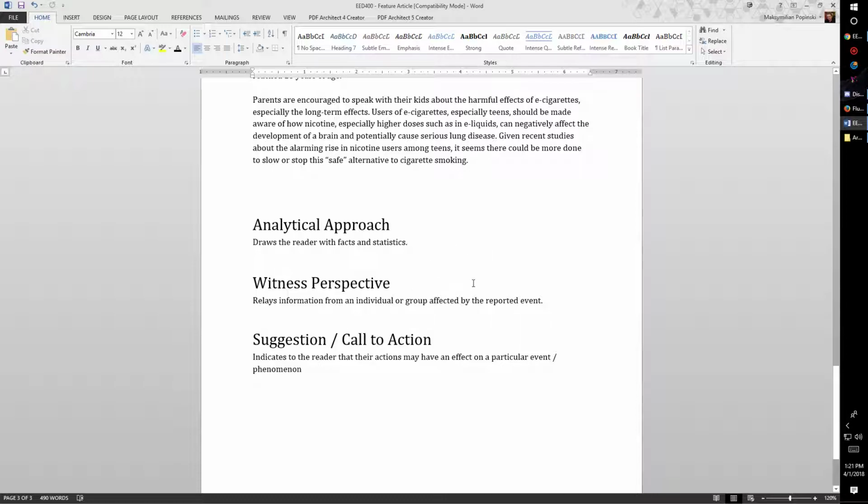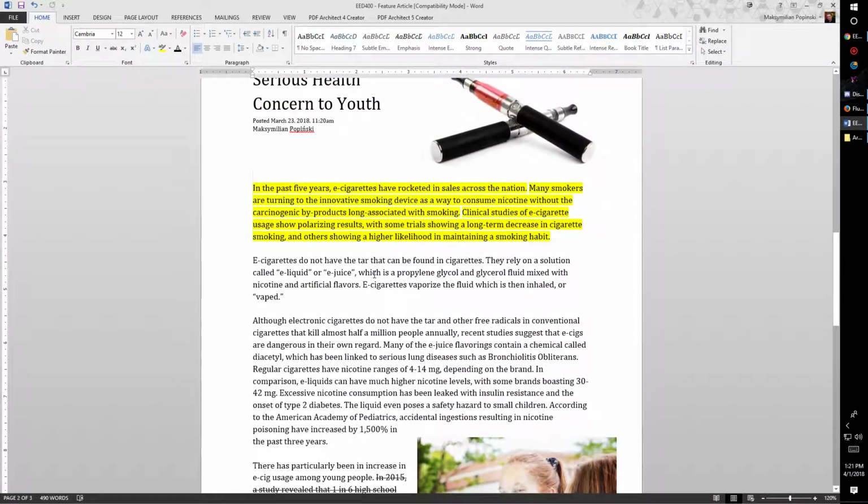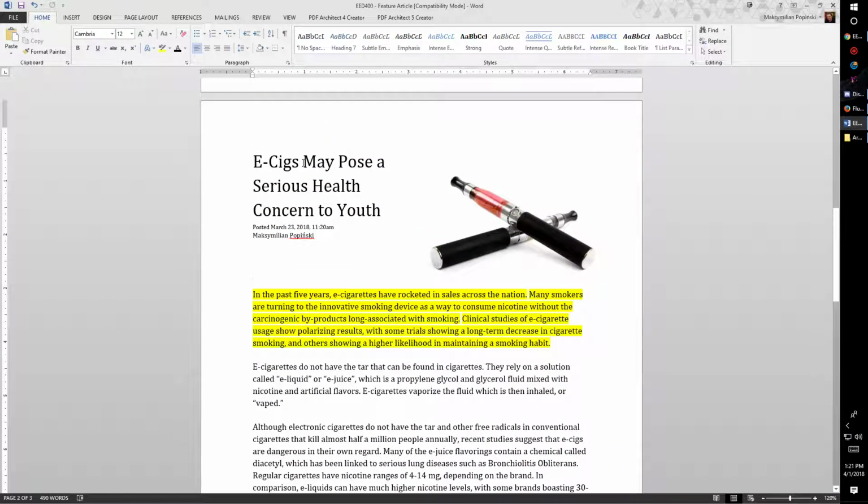on a particular event/phenomenon. So I've written a little article here, and this is about the possible dangers that e-cigs might pose to young smokers, I guess. So this is my introduction.